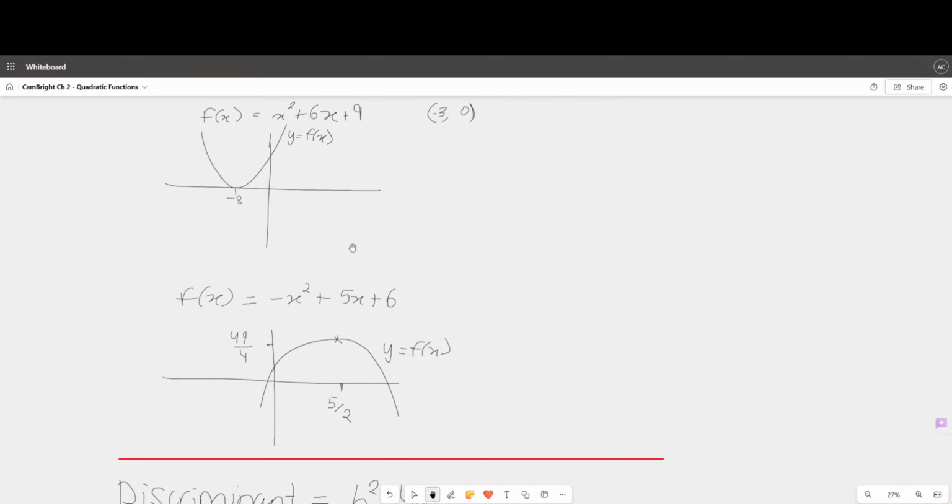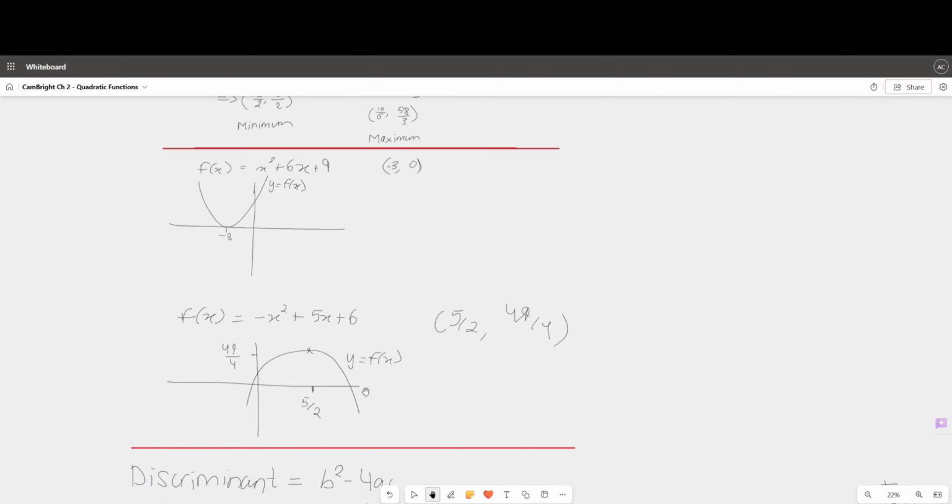Then you have minus x squared plus 5x plus 6, which has a vertex of 5 by 2 comma 49 by 4, and a y-intercept of positive 6. Because the x squared coefficient is negative, the shape will be reversed from a U, because that's a maximum point. So that's the turning point, and then you have the curve going down on either side.